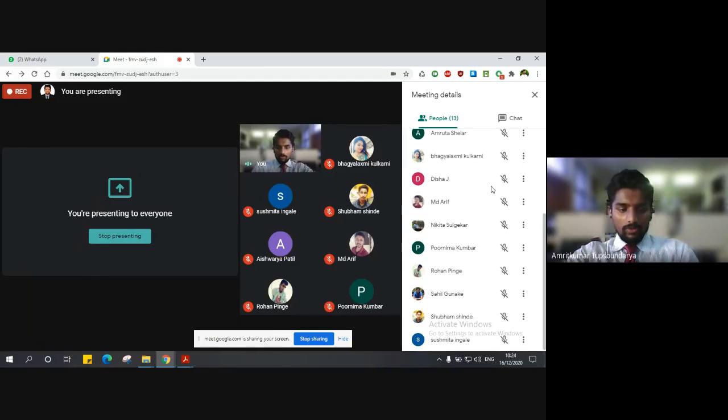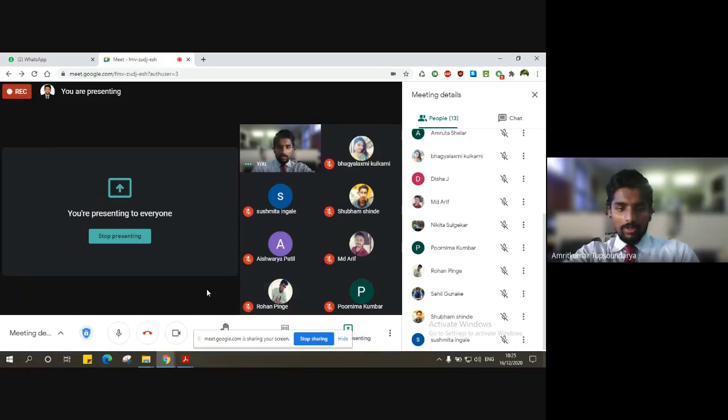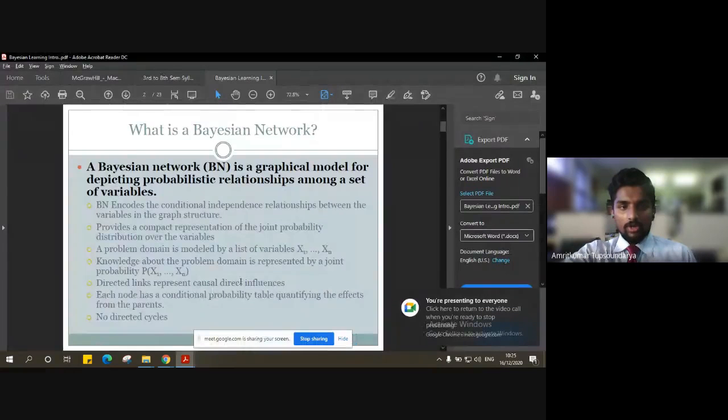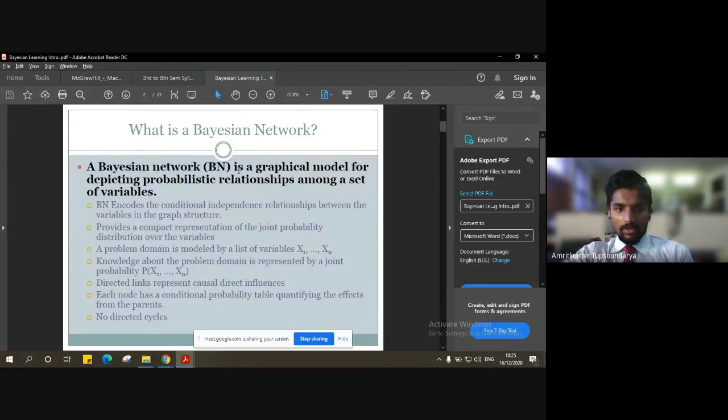So with this very basic understanding of what is a network, let us go ahead and understand what can be defined as a Bayesian network, right? What do we call a Bayesian network? A Bayesian network, like other networks, is also a graphical model, right? A network is nothing but a graphical model. So a Bayesian network is a graphical model for depicting probabilistic relationships, right?